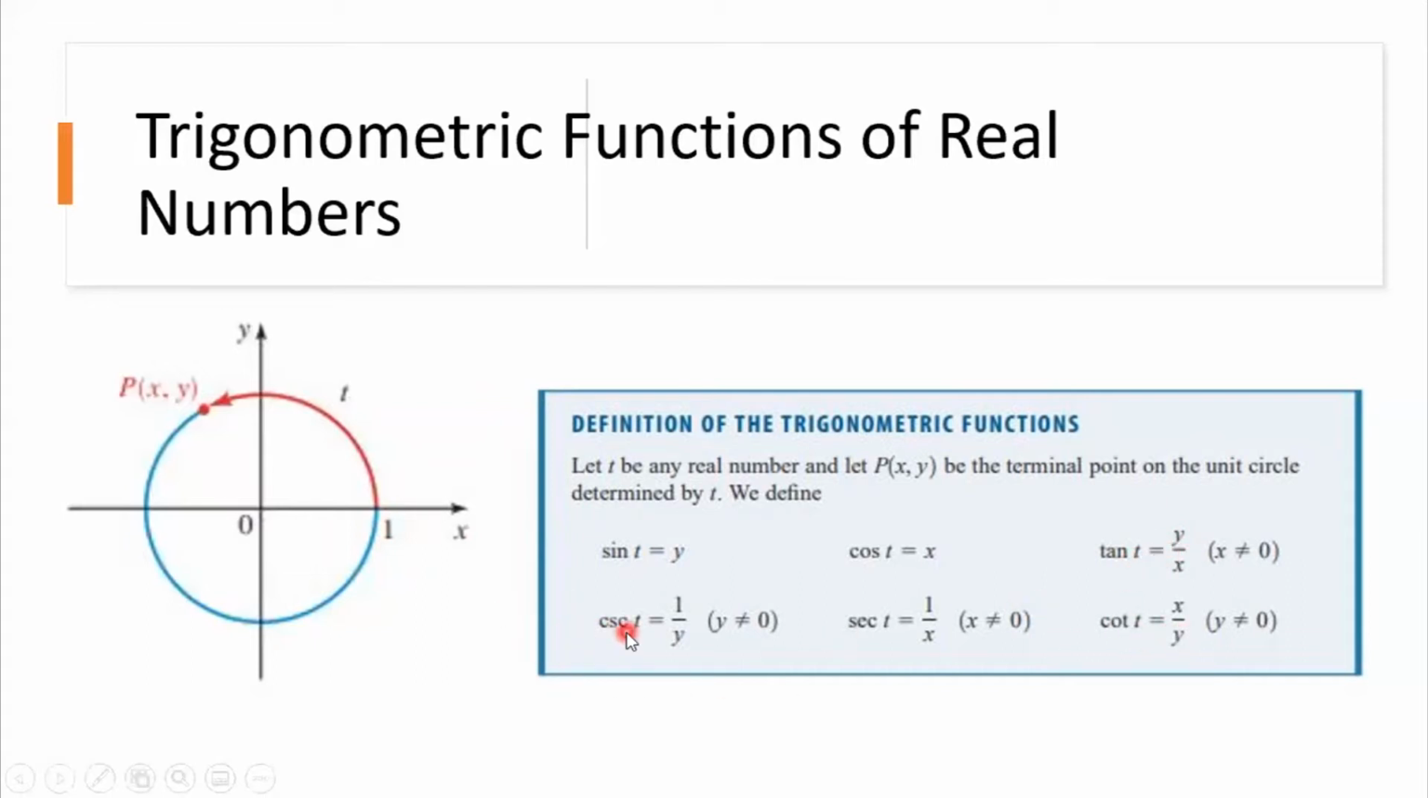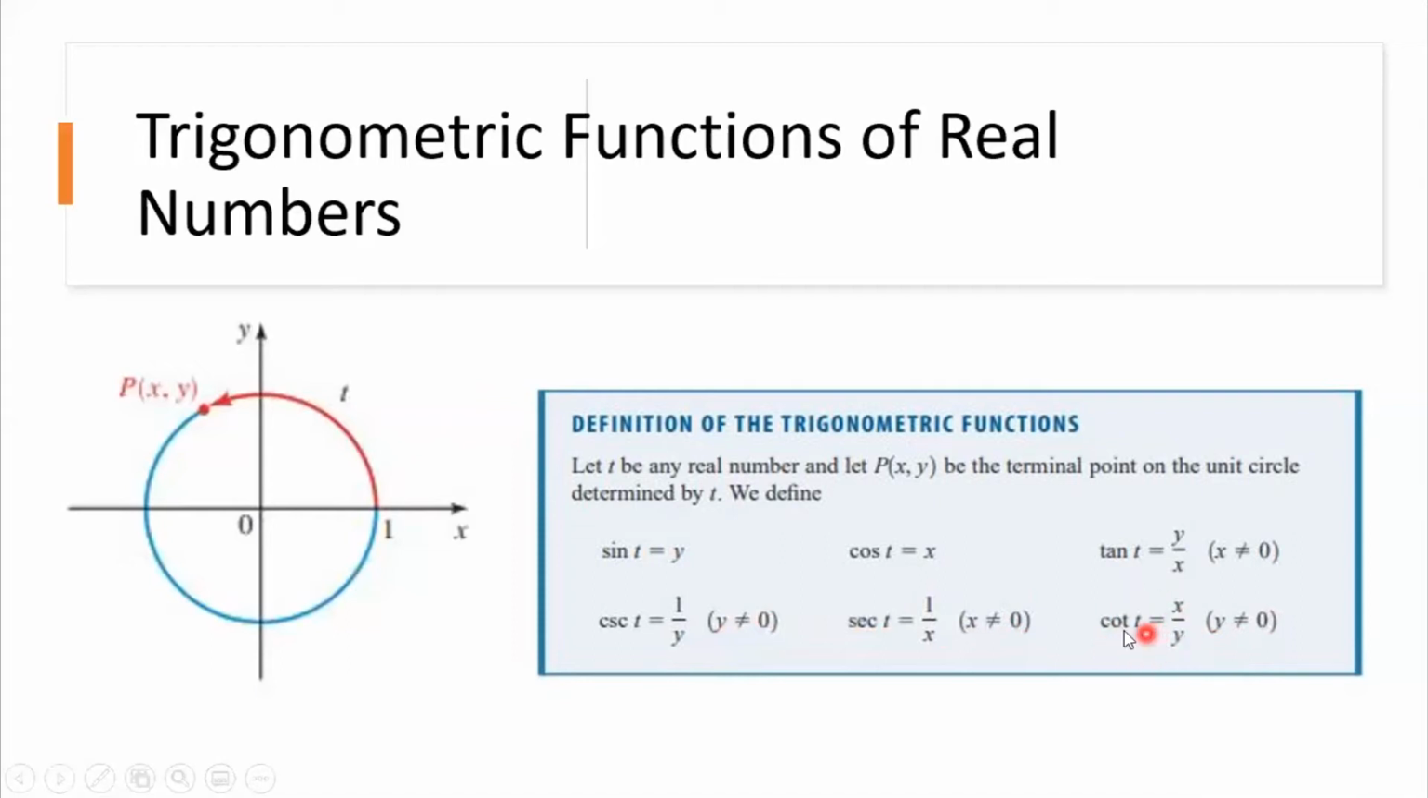So we have cosecant t is equal to 1 over y, provided that y is not equal to 0. Now secant t is equal to 1 over x, provided that x is not equal to 0. Then cotangent t is equal to x over y, provided that y is not equal to 0, so that the whole expression will not be undefined.